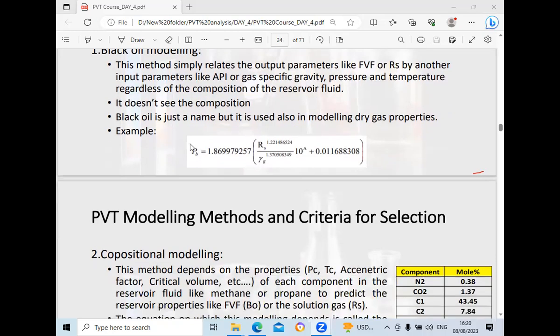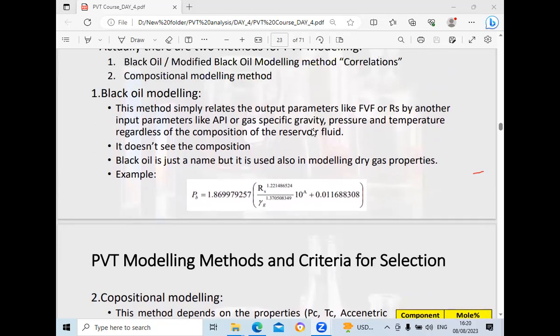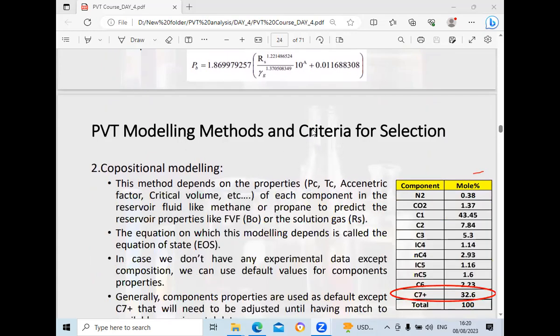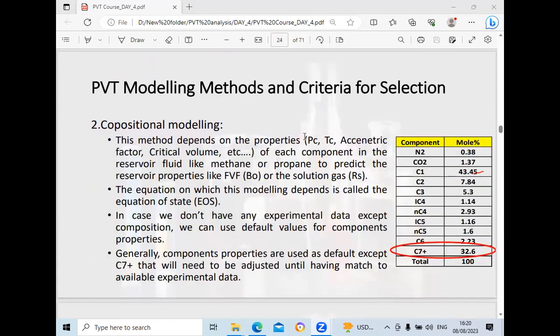Okay, so we have talked of black oil is just a name, but it's used also in modeling dry gas properties. So they have given an example of an equation that we have already seen. All right. So the next model now is a compositional model. In the compositional model, the properties change widely with the change in pressure and the temperature conditions.